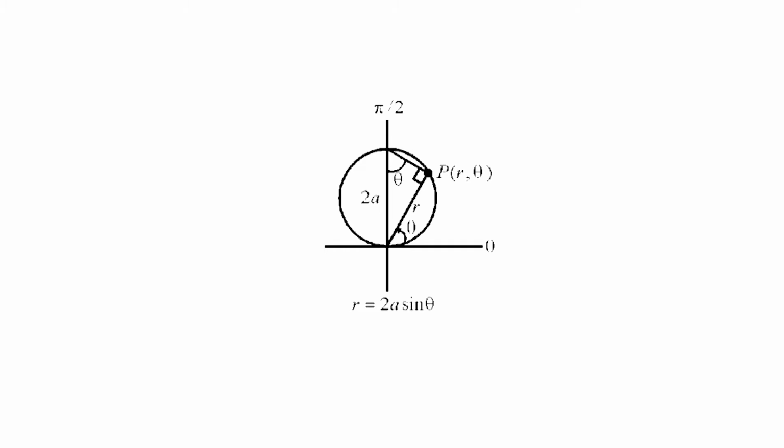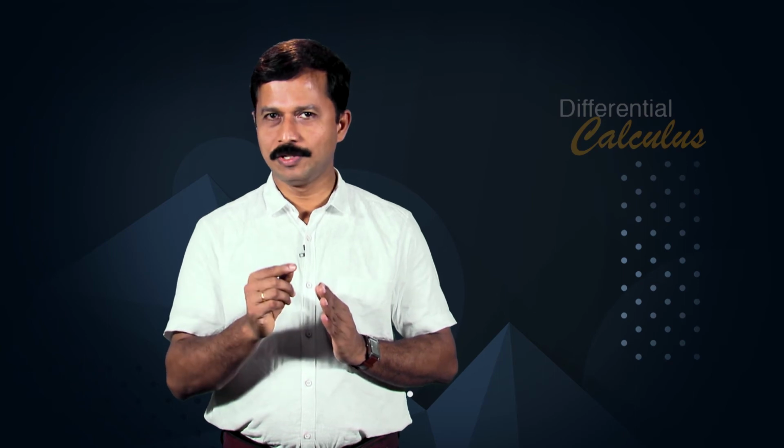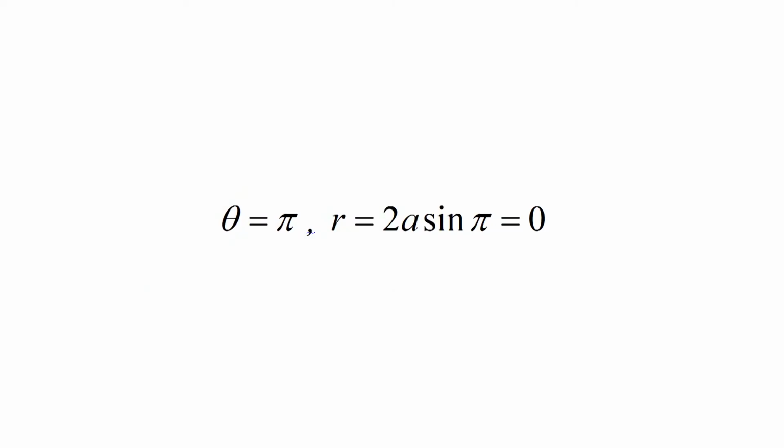We note that from the figure or from the equation, when theta is equal to 0, r is equal to 2a sin 0, which is equal to 0, which gives the point having polar coordinates, also the Cartesian coordinates, (0, 0). When theta is equal to pi by 2, r is equal to 2a sin pi by 2, which is equal to 2a, which gives the point with polar coordinates (2a, pi by 2). When theta is equal to pi, r is equal to 2a sin pi, which is equal to 0, which gives the point in polar coordinates (0, pi).